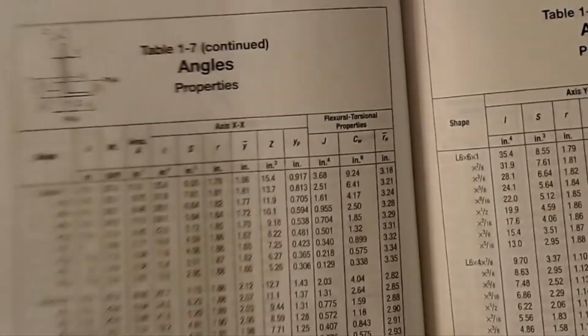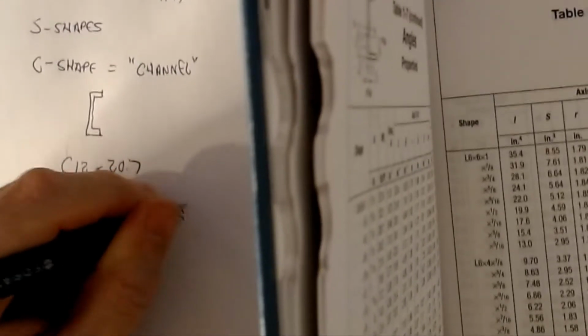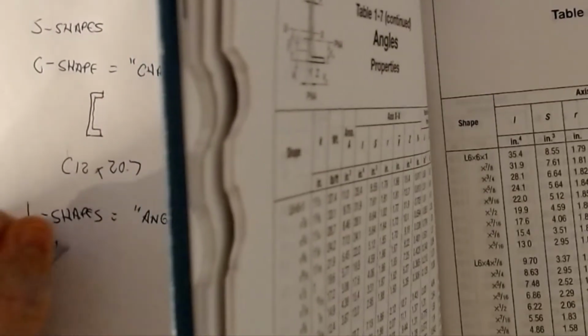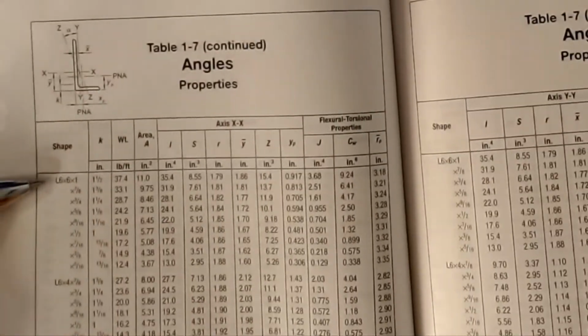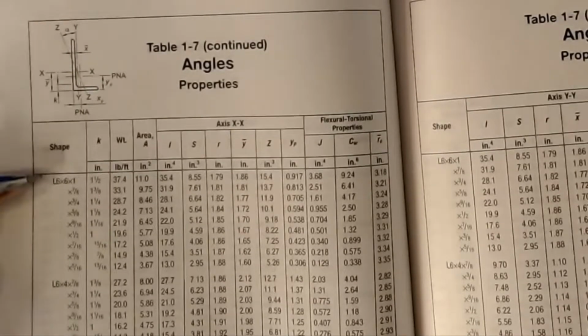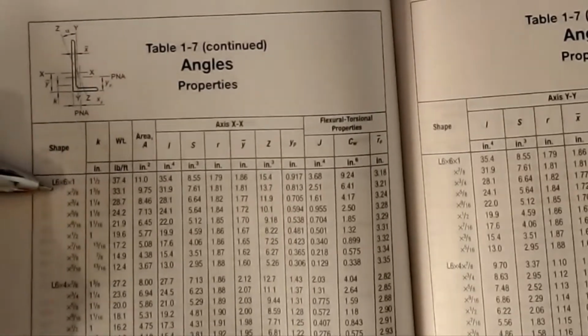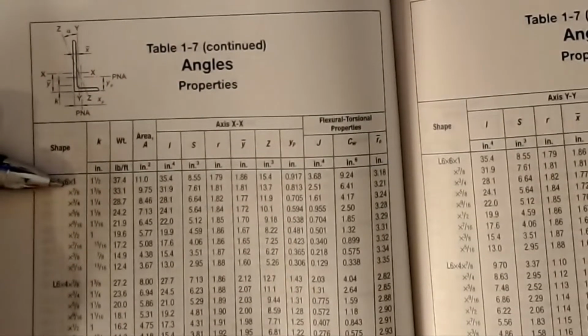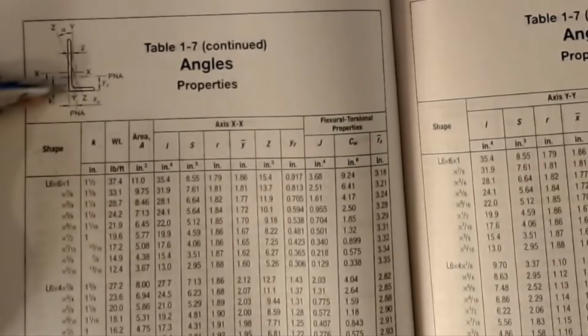And as you can see, that's the L shapes that we have. Okay, will be what we call an angle. Okay, and you'll see things like L4 by 4 by quarter. Okay, and what those designate is, since angles don't have to have equal leg dimensions, the first one is the longest leg, the second one is the shortest leg, and the last number is not the weight anymore. This one happens to be the thickness of the angle.